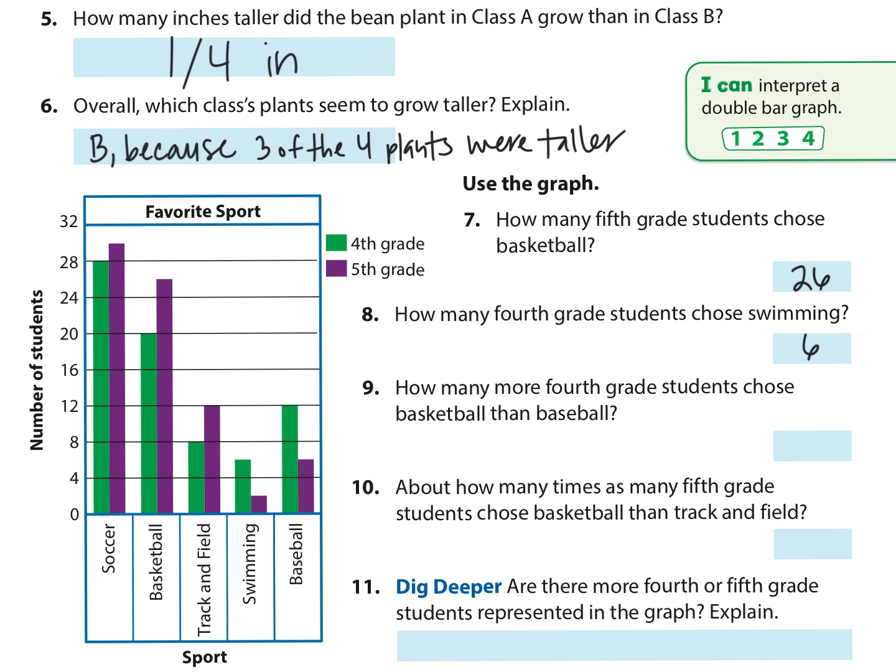Number 9, how many more 4th grade students chose basketball than baseball? So find 4th grade, it's the first bar. First, how many students chose basketball in 4th grade? 20. Now it says how many more, so I know I'm subtracting. Now let's look at baseball. 12. So how many more? 8.